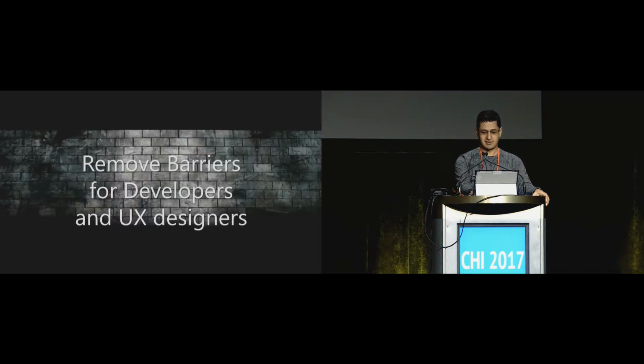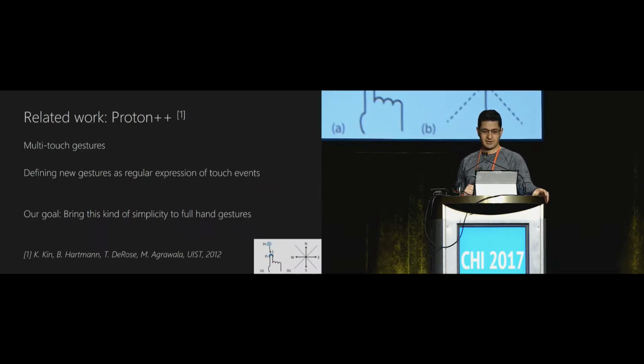And now let's discuss how we make it easy to use for developers and UX researchers. First I want to mention a similar work in spirit, which is Proton++, for multi-touch gestures. Instead of using machine learning, which is complex for the developer, they developed a language with which you can easily define how the gesture is done on the multi-touch screen. The question is how to take it to articulated hand gestures, which have many more degrees of freedom, and where the technology is also less accurate.